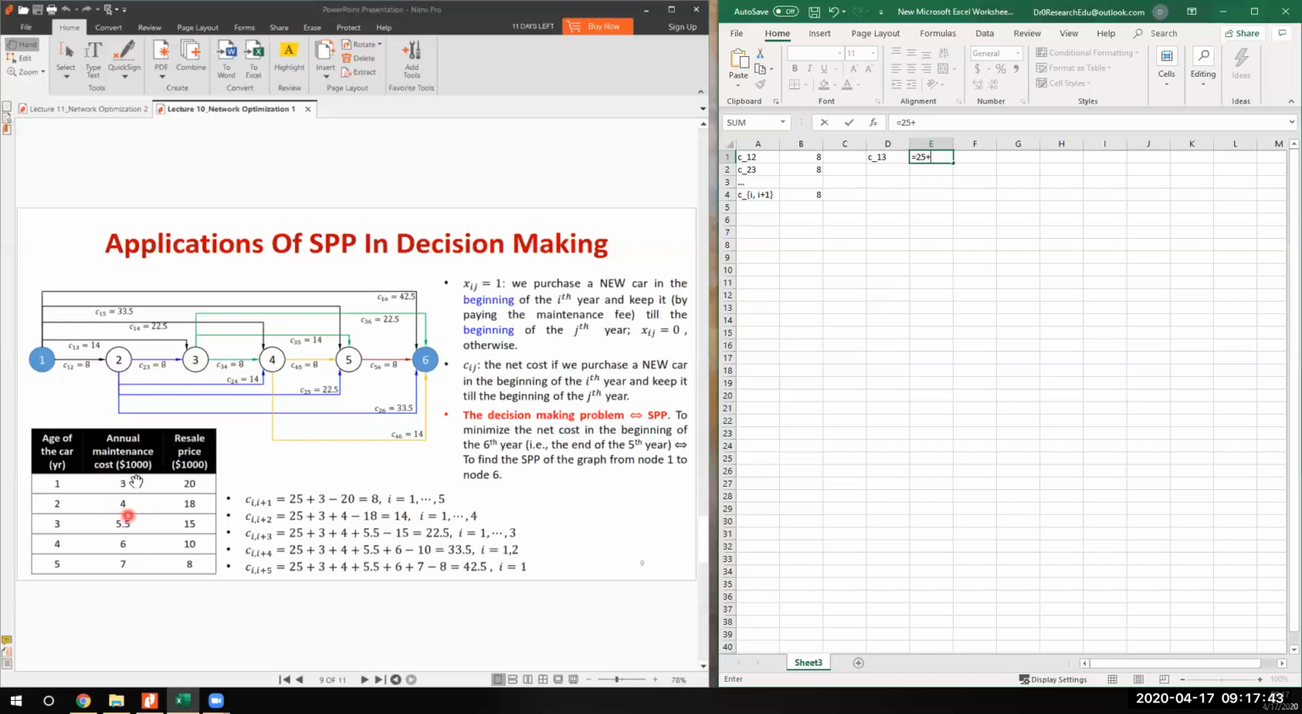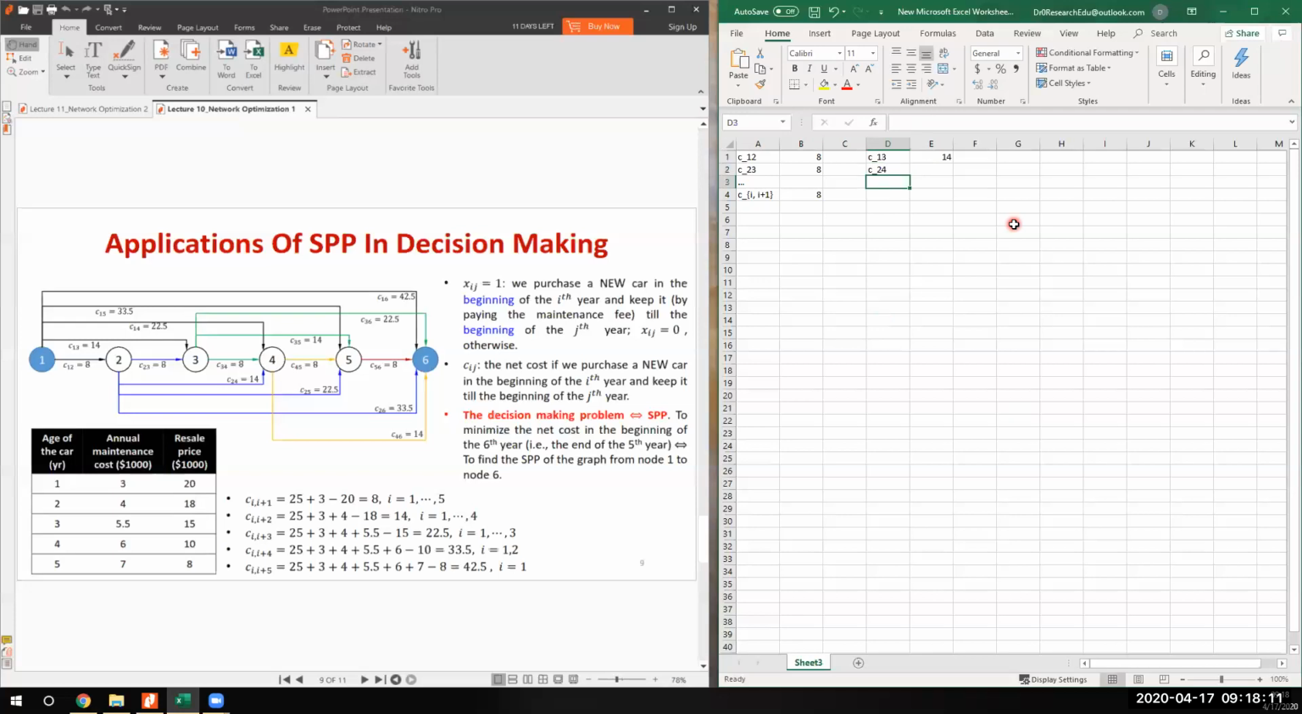So what is the maintenance fee of the 2 years? It is 3,000 for the first year and 4,000 for the second year. So your total cost is 25 plus 3 plus 4. And then how much are you going to get when you sell the car? You're going to get 18,000 back, minus 18,000. In other words, it's going to cost you $14,000 for doing so.